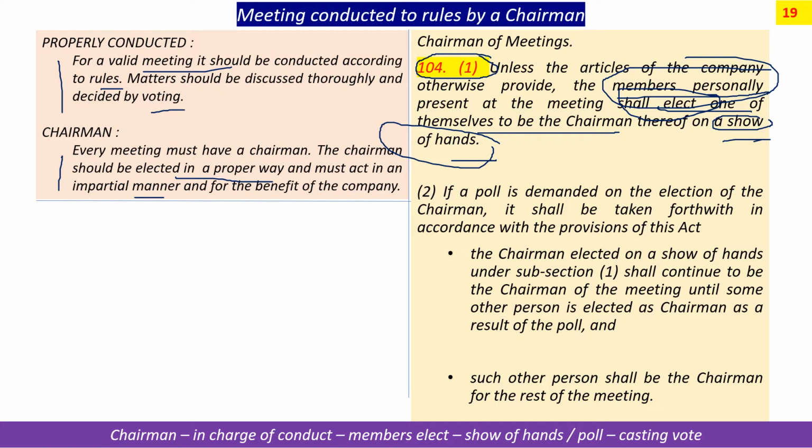Now if someone raises an objection, no, not by show of hands, we want a poll to be conducted, it shall be taken forthwith. And who will conduct the poll? The chairman who was elected by show of hands will conduct the poll, and after the poll the new chairman will take over for the rest of the meeting. If there is a contest for the chairman's election, poll after poll, the chairman for the rest of the meeting will continue.